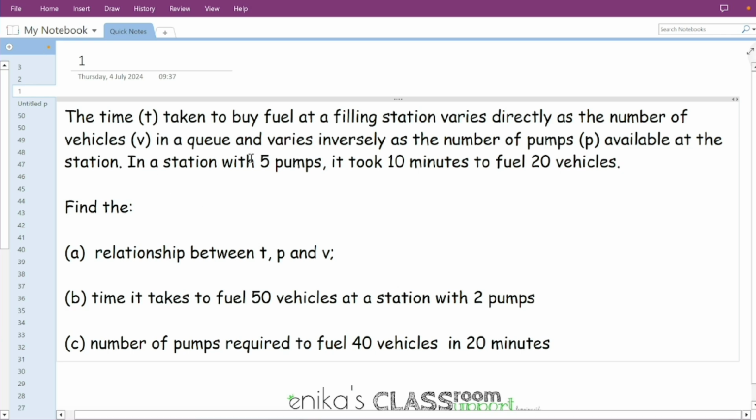Now, looking at this question, it's a variation question. But what kind of variation is it? There are basically 2 types of variation that has 2 variables. Either it is partial or joint variation. But in this question, the word partial or partly varies is not there, so it's a joint variation.